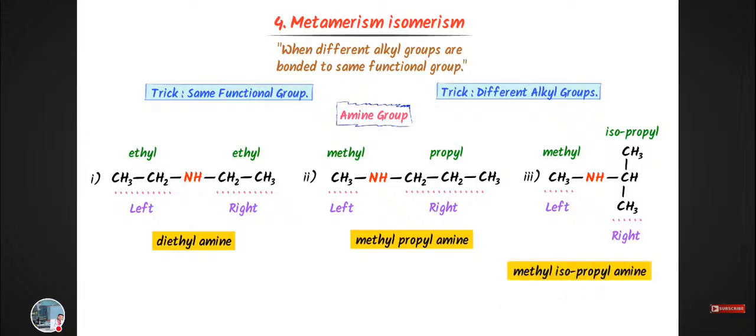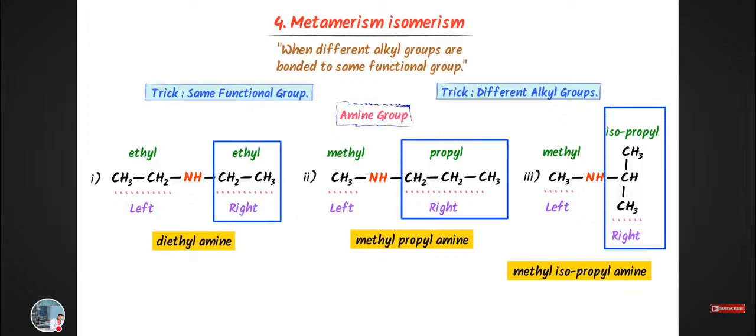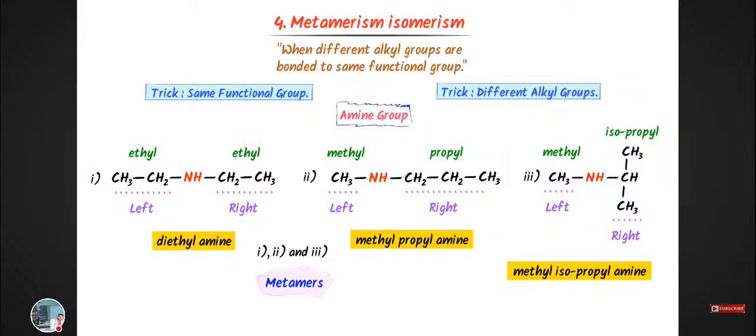Now listen carefully. These three compounds have the same functional group, which is amine NH. At the right side of this compound, there is ethyl. And at the right side of this compound, there is isopropyl. Hence the condition is fulfilled. Thus these three are metamers, three isomers of each other.